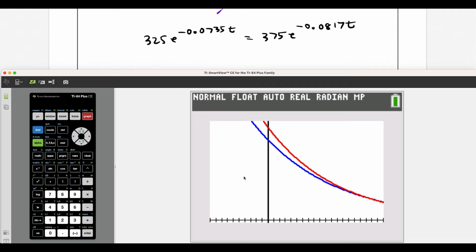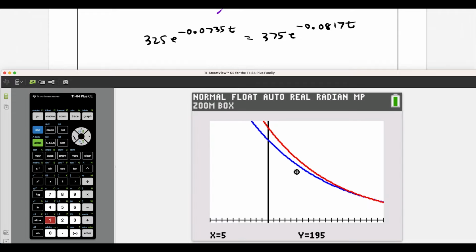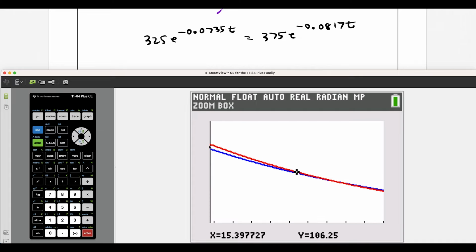So if I want to get a better idea of what's going on, it's a nice little trick. I press zoom number 1. Even though you don't need to do this, I just prefer to. I'm going to press enter. I'm going to go down and I'm going to go over, kind of like I'm cropping a photo. I'm going to press enter, and now the calculator is just going to graph this space here.